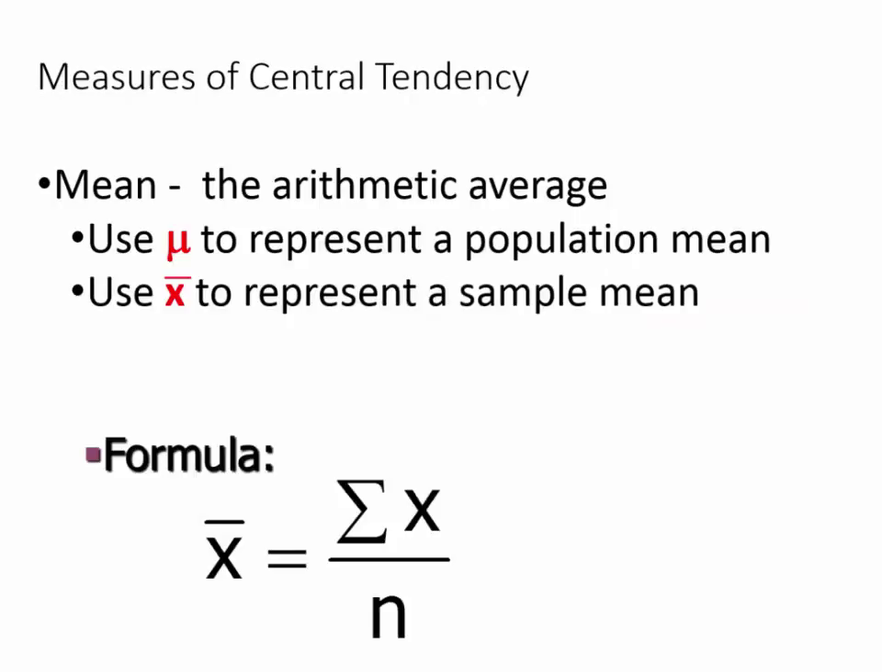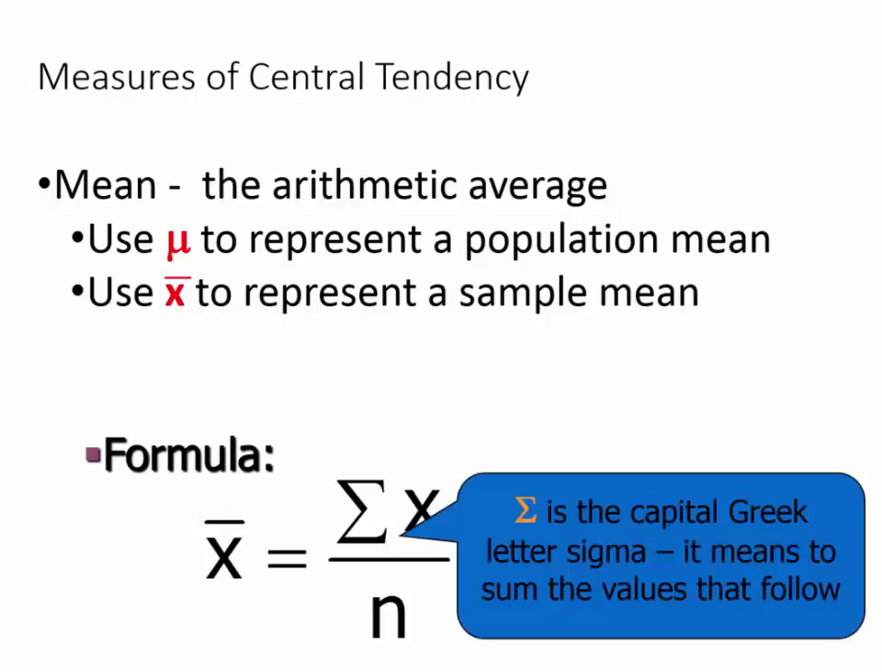And the formula to calculate the mean is pretty straightforward. Add up all the observations and divide by the total number of observations. This fancy looking E, by the way, is called sigma. It simply means that we're going to sum up a series of numbers.